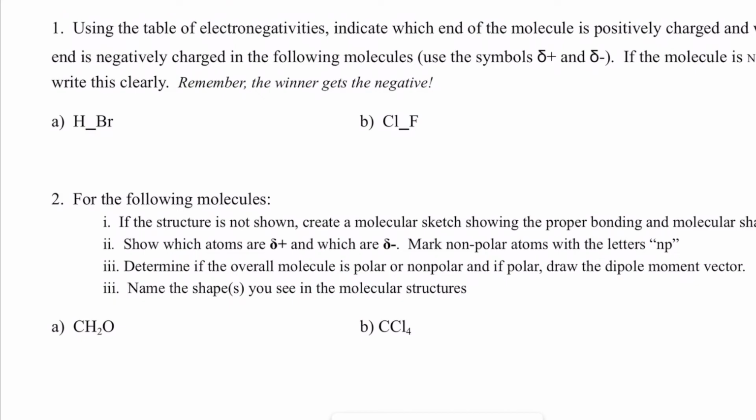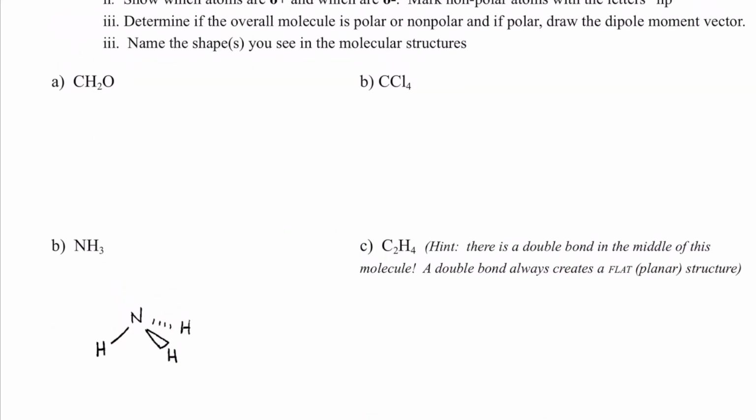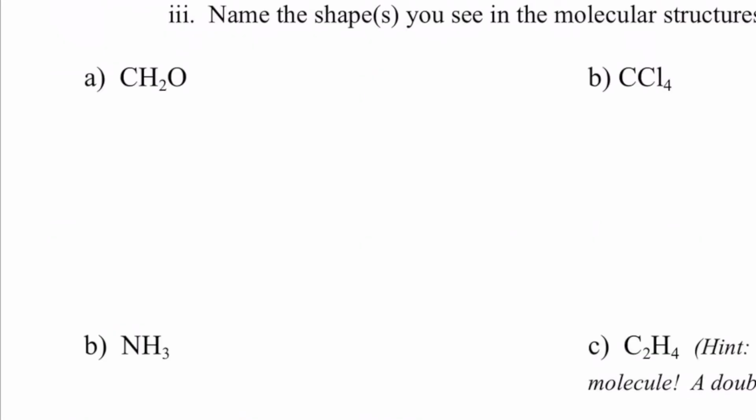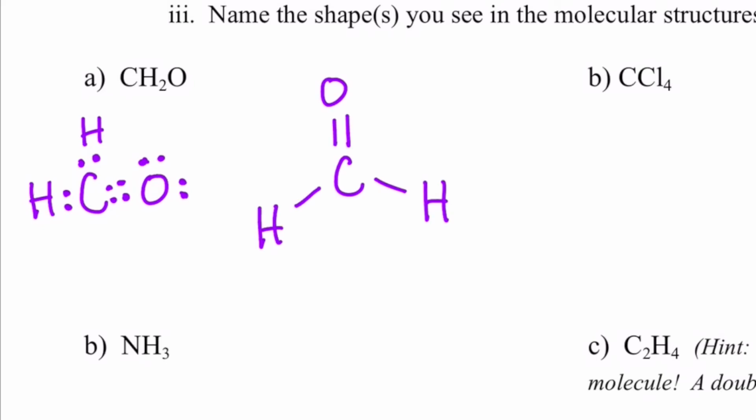Let's do one from our homework. You should be able to do part 1, but for 2, let's do the first one together. Let's do A, formaldehyde. First, I need to draw the Lewis dot structure. Start with my single bonds. And I'll recognize that there are 2 lone electrons, so I'm going to move those in and make a double bond. There we go. Now I'm going to draw it in 3 dimensions. Because carbon only has 3 bonding partners and it has a double bond, it's going to be trigonal planar.